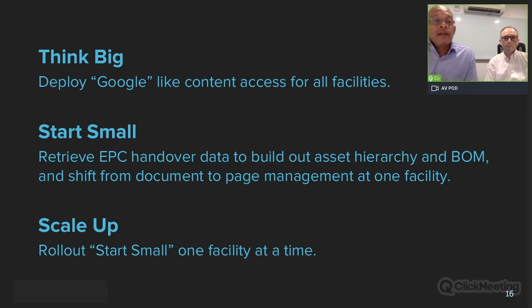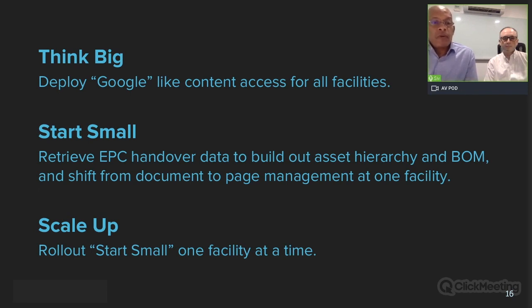That's what is coming, right? We're already working on that. But the starting point is to be able to get that information out of your handover data from the EPC, flesh out your asset hierarchy, build out your BOM, and move from document to page management. Now, when that's done, you need to be careful because you know your think big goal. You need to be careful that the way you fingerprint a page with the content on it needs to respect an intelligent ontology, for example, so that it feeds up nicely into what you're trying to do on the think big goal, right? And what we've done with some customers already is that starting from that point, scale up.